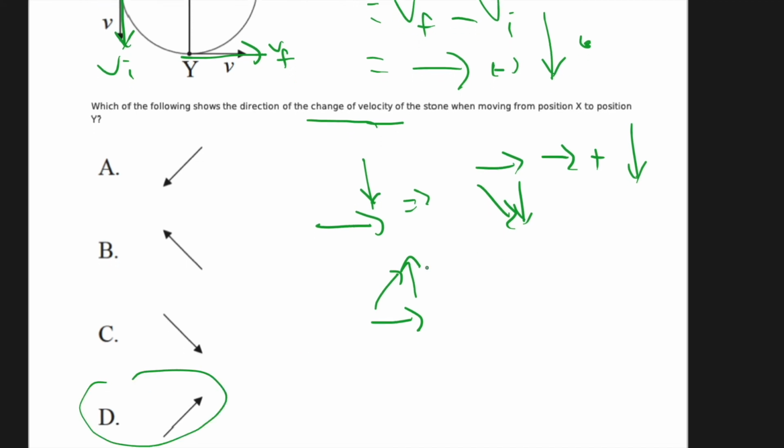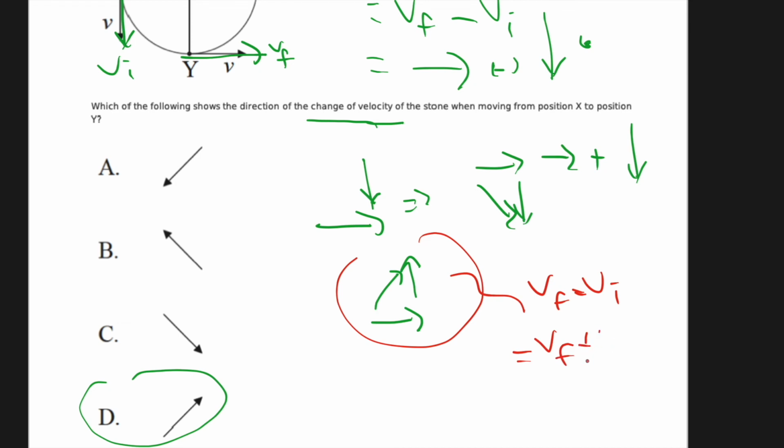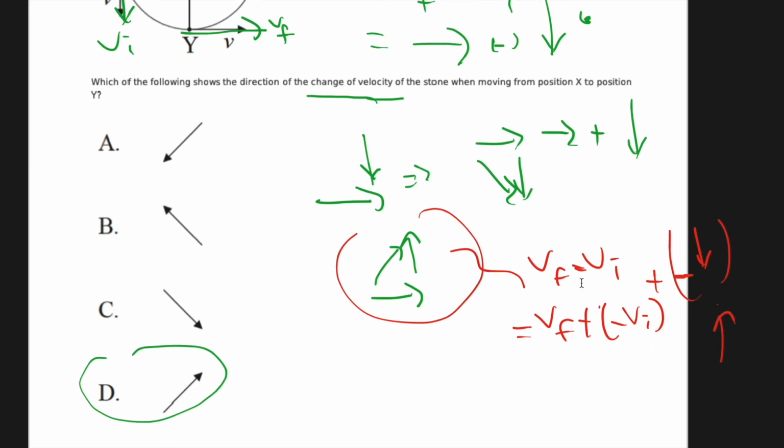So another way to think about the picture here is the following. VF minus VI, right? Can be equal to VF plus negative VI. So plus negative VI is equal to plus this arrow. So for negative VI, you just simply reverse the direction here. Sorry, VI is a downward arrow. So it becomes this one, negative VI. And that's why D is the correct answer.